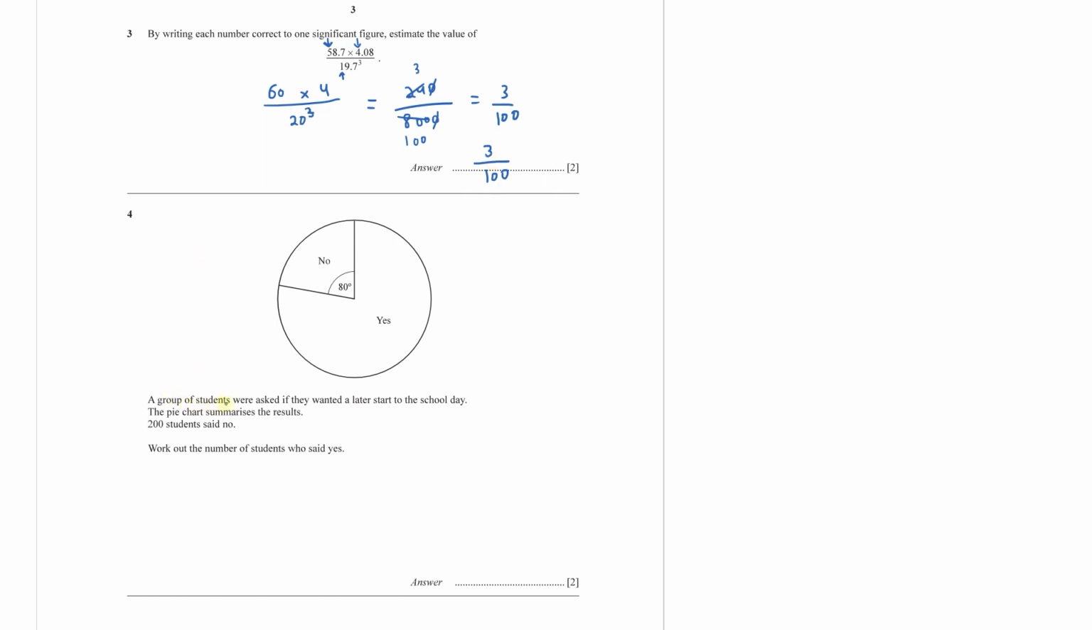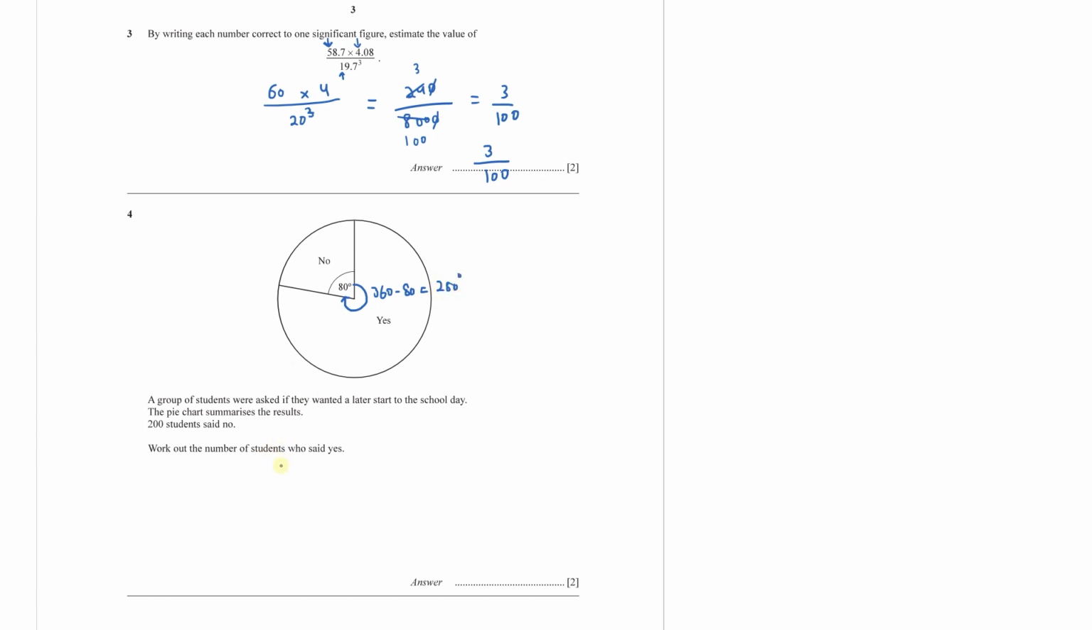Question number 4 is a group of students were asked if they wanted a later start to the school day. The pie chart summarizes the results. 200 students said no. Work out the number of students who said yes. So no is 80 degrees. Since in a pie chart you have a full 360 degrees, this angle here will be 360 minus 80, which is 280 degrees.